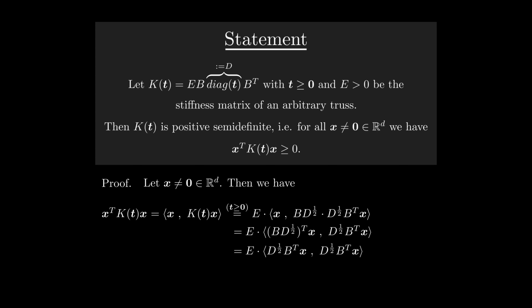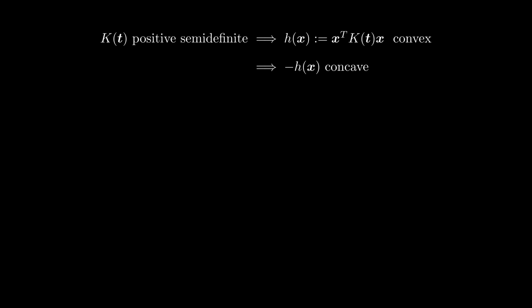And at the end we finally obtain a norm here, and the norm is obviously greater than or equal to 0. Using this statement we can now conclude the following. K of T is positive semidefinite. This implies that the function h of x defined by x transposed K of T x is convex. But then the function minus h of x is concave.